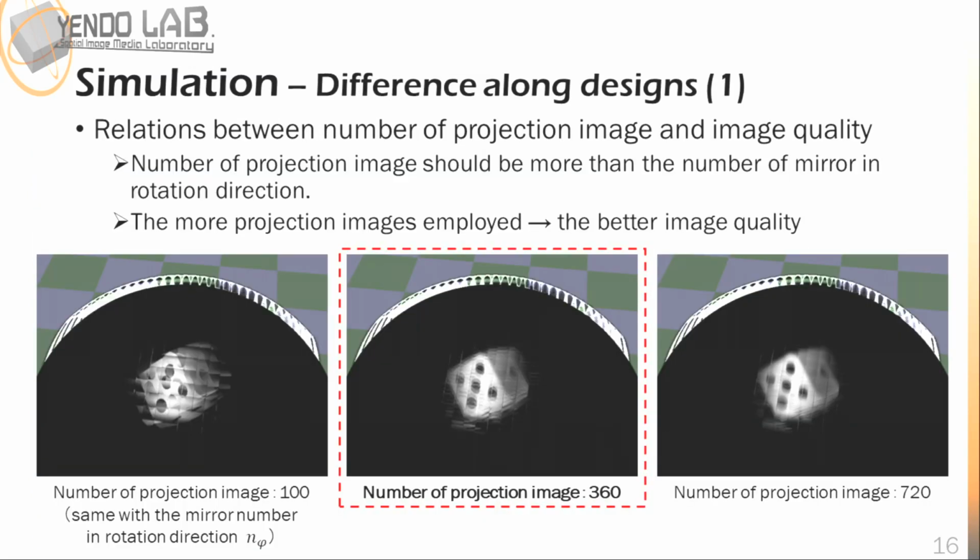In this simulation, we confirm the relations between the number of projection images and image quality. When the number of frames is equal to the number of mirrors along the rotation axis, we can't even identify which surface of the dice is facing. The more projection frames are used, the better the image quality is.